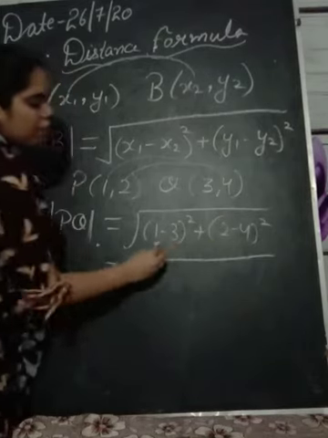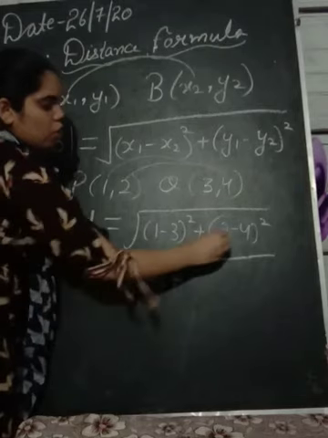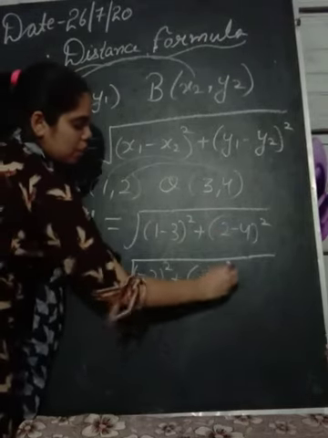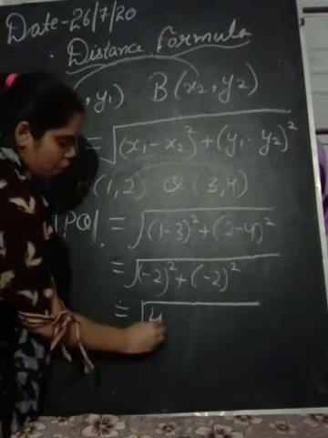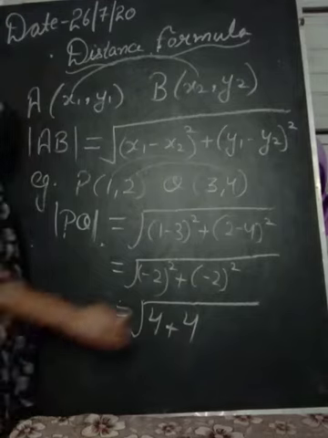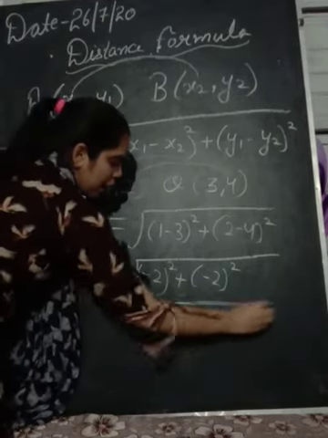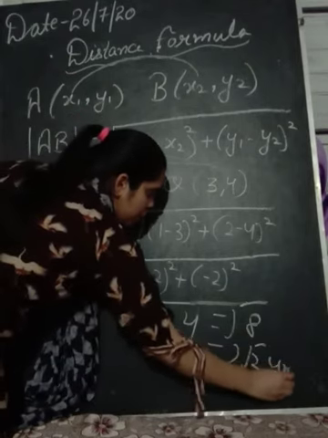So here 1 minus 3 is minus 2 squared. 2 minus 4 is minus 2 squared. Minus 2 squared is 4. Minus 2 squared is 4. And 4 plus 4 is root 8, and that is equal to 2 root 2 units.